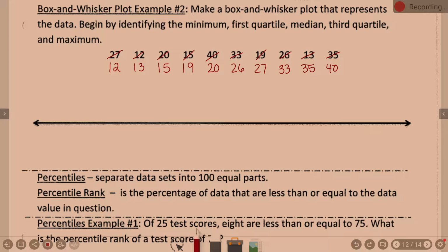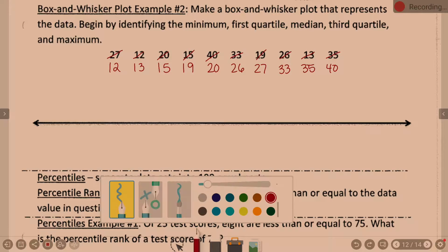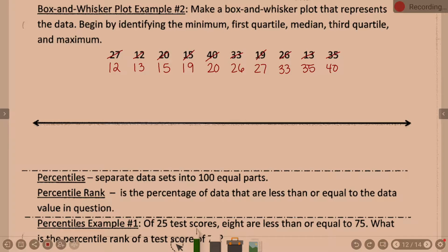Did you skip a number? Okay, I'm good. 12, 13, 15, 19, 20, 26, 27, 33, 35, and 40 is my list. Okay. First, my minimum is 12. I totally was going to skip over the min and max, but yep, I agree. And while we're there, the max is 40. So those two will be our whiskers.